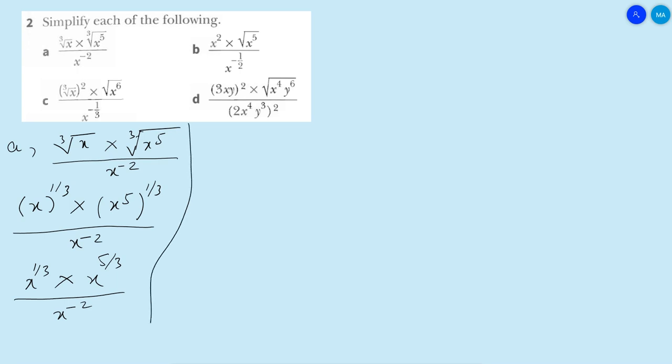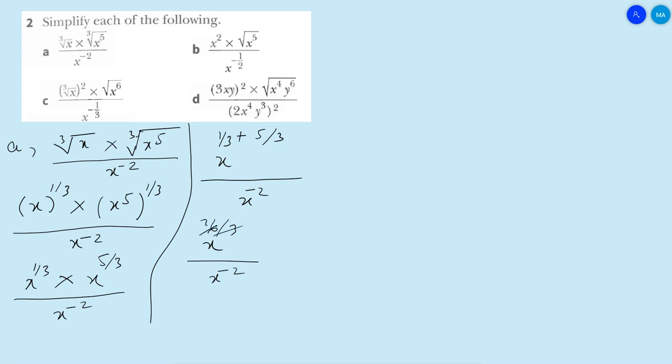The first rule of indices is if the bases are same, then powers will be added. So x^(1/3) plus 5 upon 3, upon x to the power minus 2. Because this is 1 upon 3 plus 5 upon 3, same denominator, so no need to take LCM, just add both numerators. 5 plus 1 is 6 upon 3, upon x to the power minus 2.